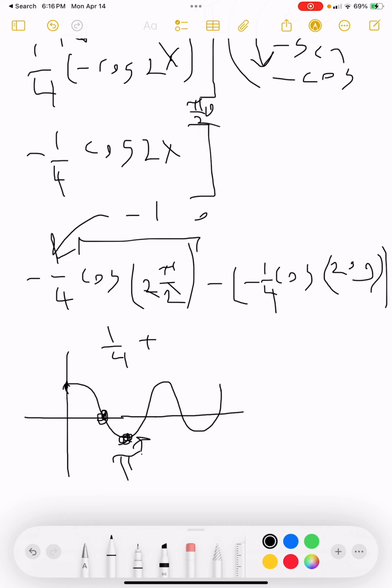Alright, and we want to add, because these two negatives turn into a positive, we want to add 1/4 times cosine of 2 times 0, which is 0. So cosine of 0 is 1. So this is just 1, so this cancels out because you're multiplying by 1. So you just get 1/4 plus 1/4, which is 2/4 or 1/2.